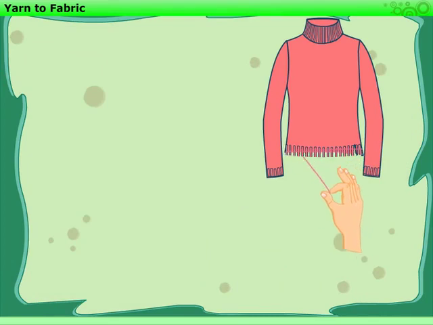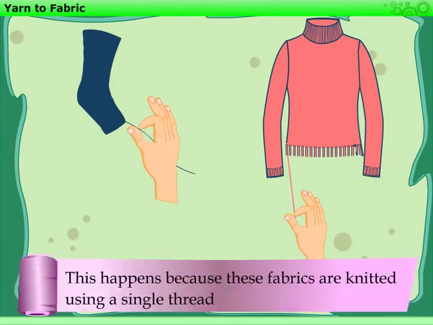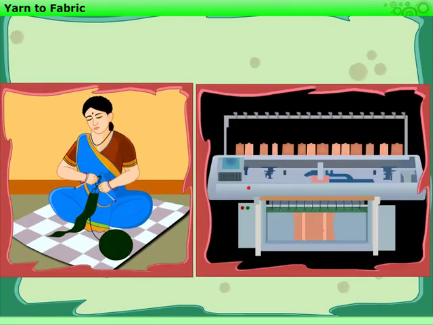If we pull a thread out of a sweater or a torn sock, we observe that the fabric gets unraveled. This happens because these fabrics are knitted using a single thread. Knitting is done by hand as well as on machines.